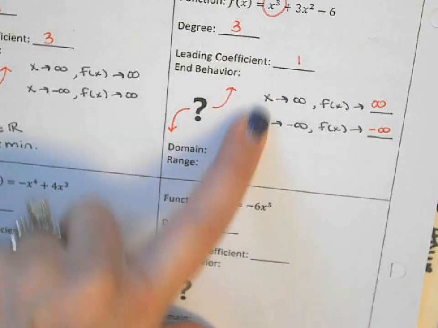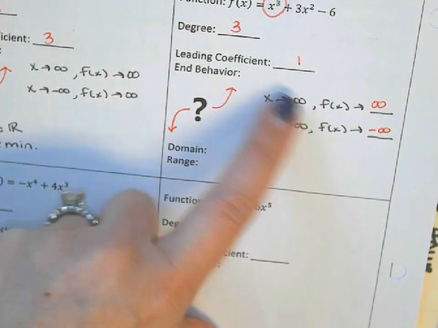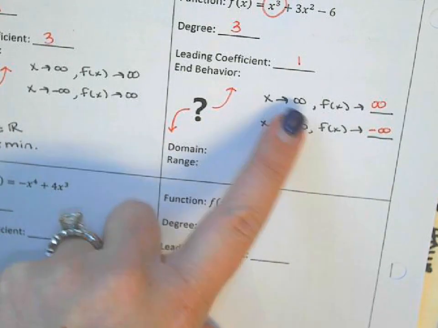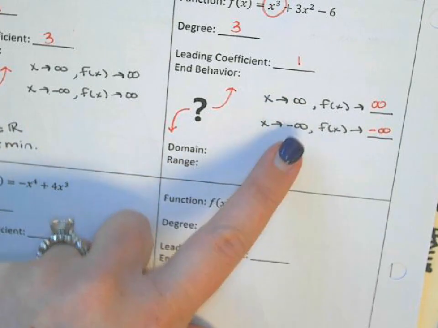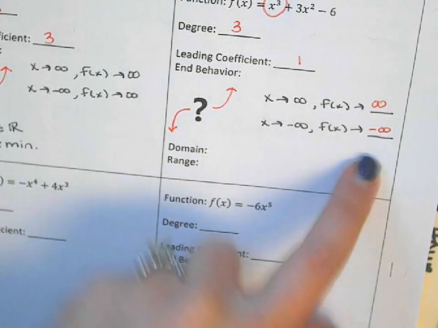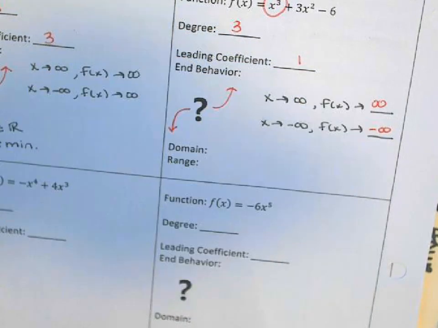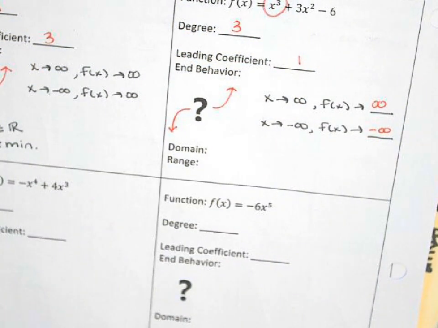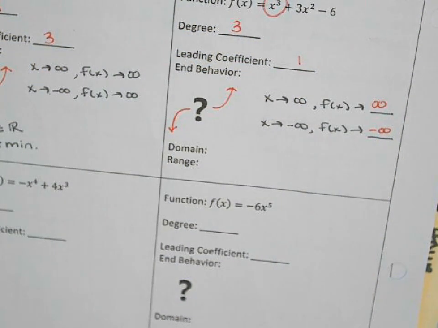Is that language starting to kind of come together? Kind of figuring it out. So what I wrote in black is going to be the same every time. You just have to fill out positive or negative infinity where I put the red in. Okay, do we have questions there?